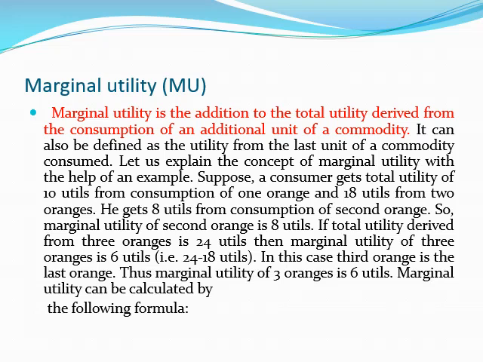So marginal utility of the second orange is 8 utils. If total utility derived from 3 oranges is 24 utils, then marginal utility of the third orange is 6 utils. It is 24 minus 18. In this case, the third orange is the last orange. The marginal utility of the third orange is 6 utils. Marginal utility can be explained.